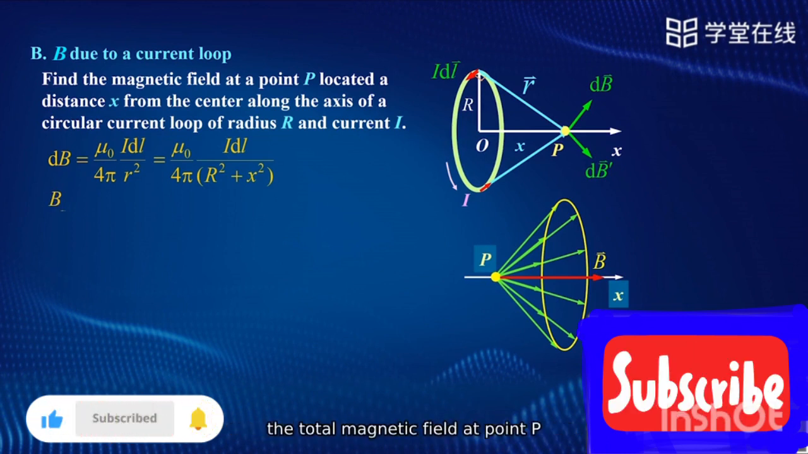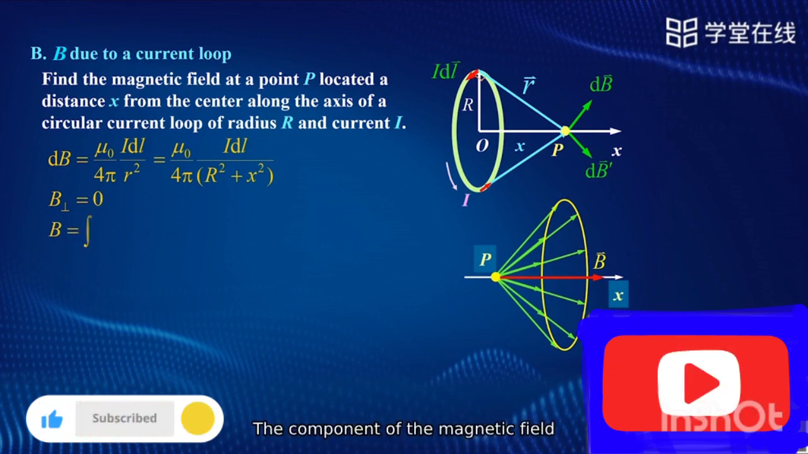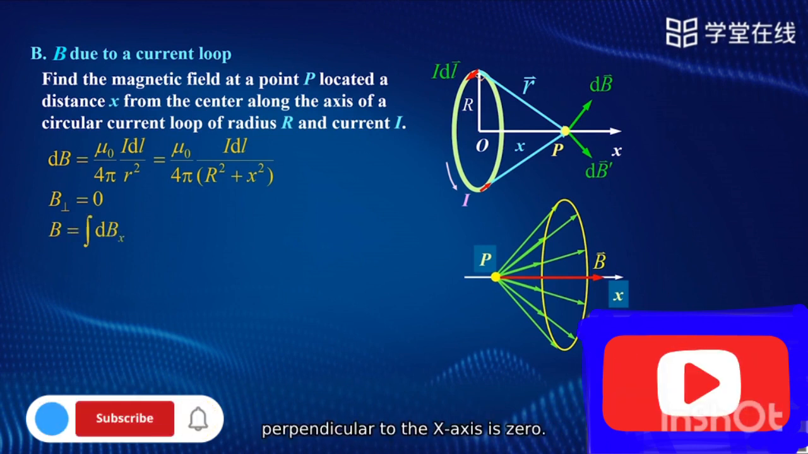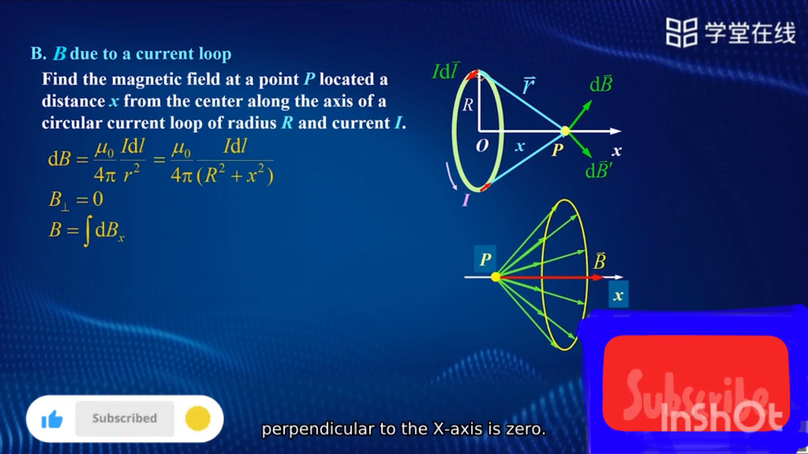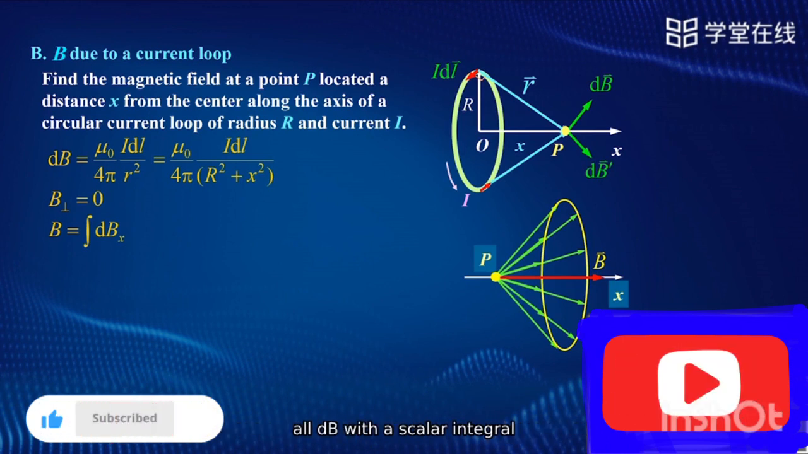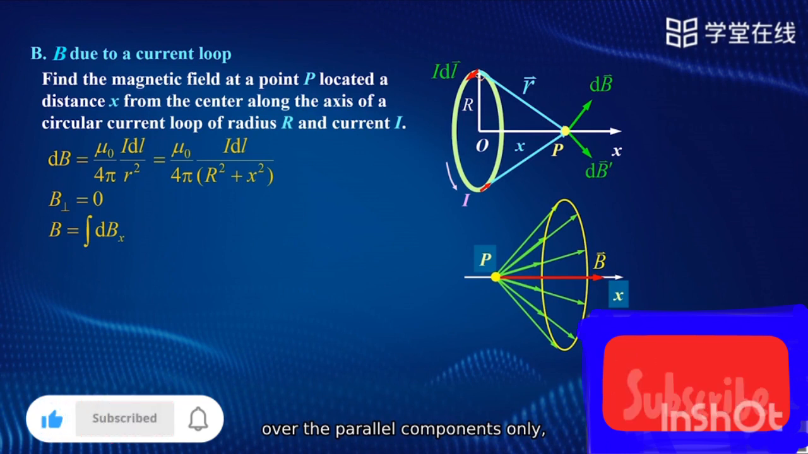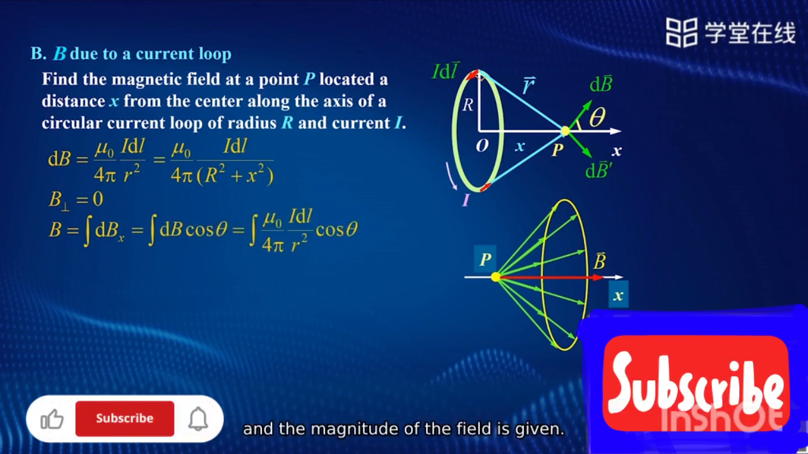Therefore, the total magnetic field at point P is the red arrow vector shown in the figure. The component of the magnetic field perpendicular to the x-axis is 0. We can therefore replace the vector integral over all dB with a scalar integral over the parallel components only. The magnitude of the field is given.